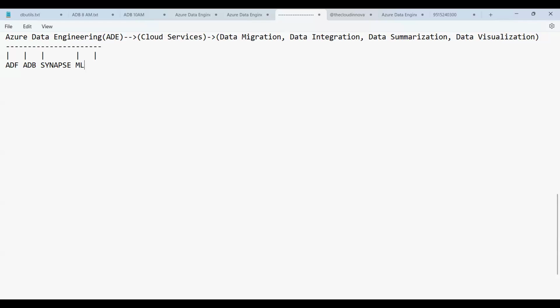Then apart from this we have AI, and then OpenAI. The basic difference here is that OpenAI is just like ChatGPT. And finally you have Fabric.